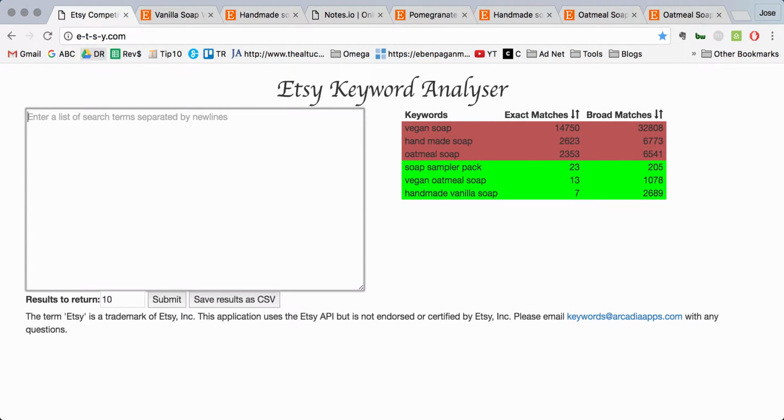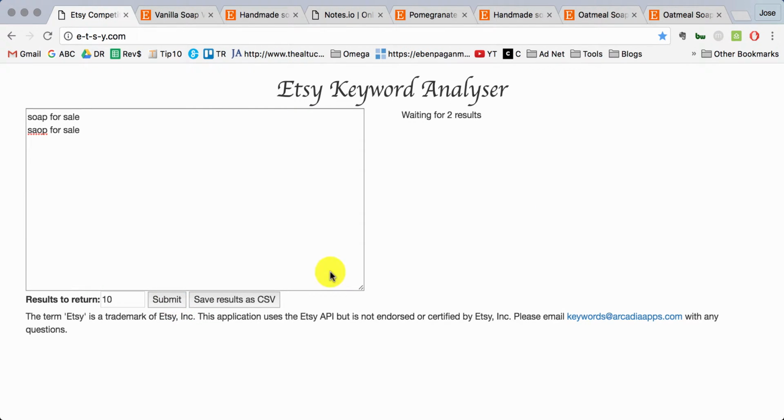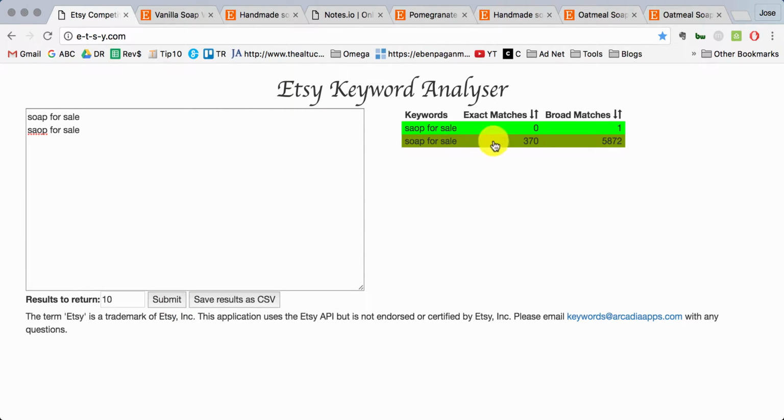I'm going to switch gears here real quick and talk about misspellings. Many times people will look for something that's spelled incorrectly. So you could have soap for sale, or a misspelled version of it. Right? Essentially, it's the same thing, just a misspelling. The misspelling doesn't have any exact matches. It has some broad matches. But sometimes it will be worth using the misspelling.